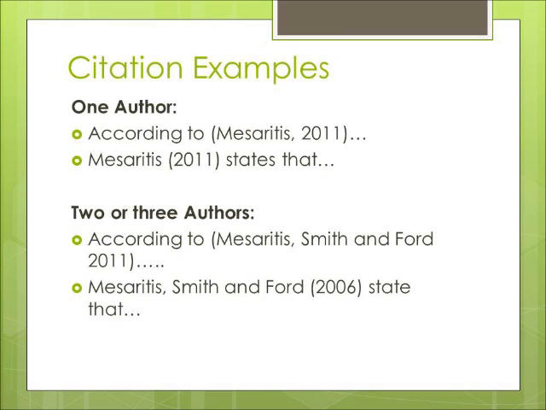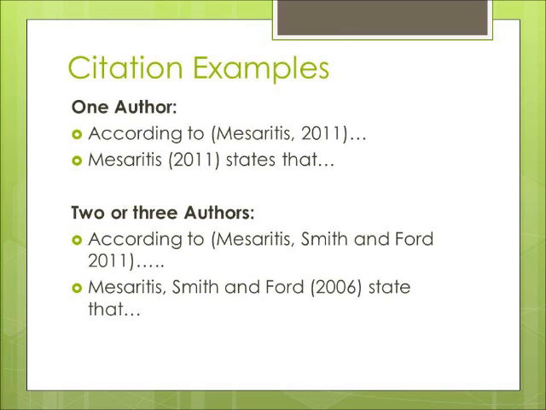As you can see, one author citation can be performed in two ways. The first way is to include both the surname of the author and the year of work in brackets. For example, according to, opening brackets, surname, 2011, closing brackets. The second way of performing one author's citation is to include the name of the author in your sentence, but also include the year of the work in brackets after the name of the author. For example, surname, opening brackets, 2011, closing brackets.